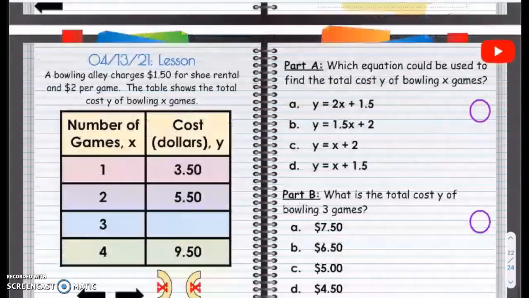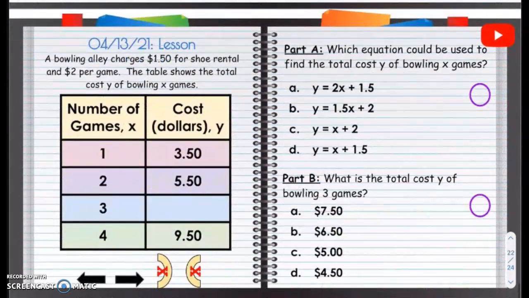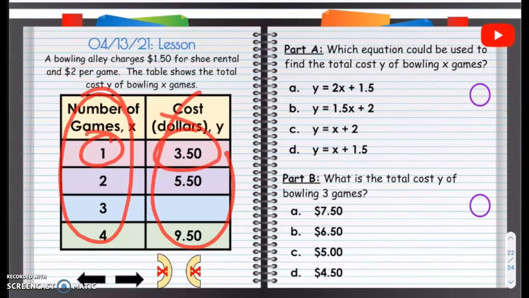The second part of the lesson: a bowling alley charges $1.50 for each shoe rental, and then $2 per game. So $1.50 is the flat fee, whatever games you're buying. And then the games are $2 each. So here's the number of games, and here's the number of dollars.